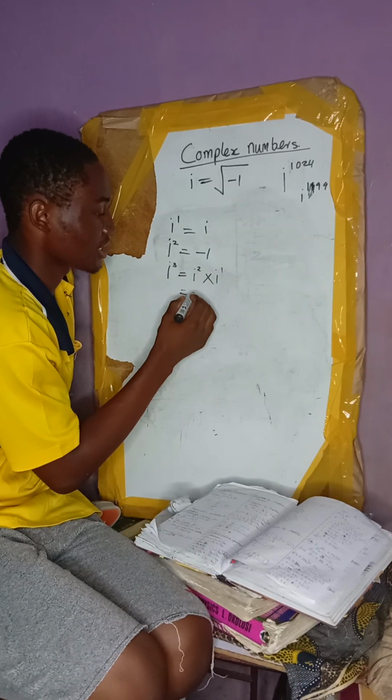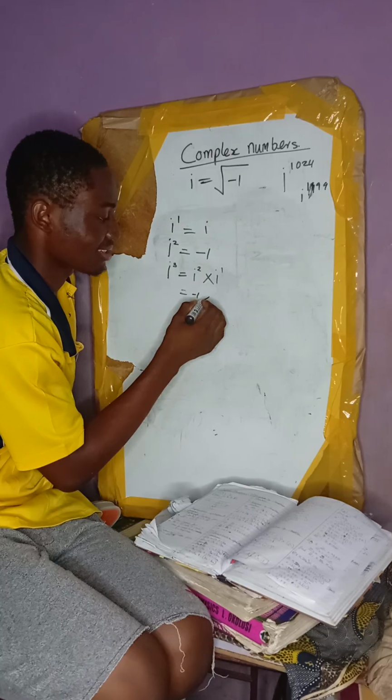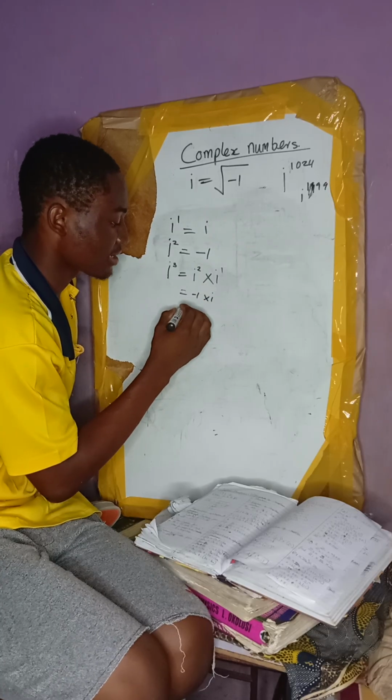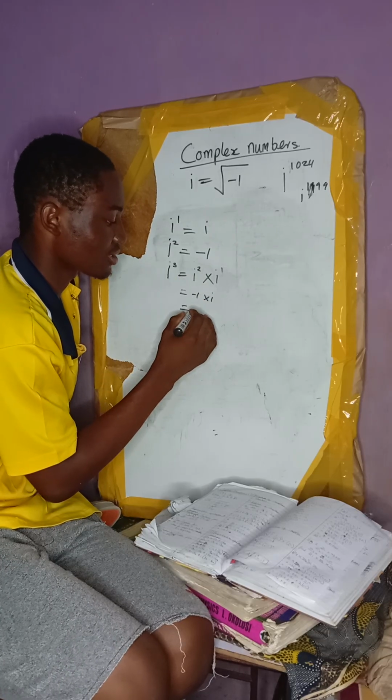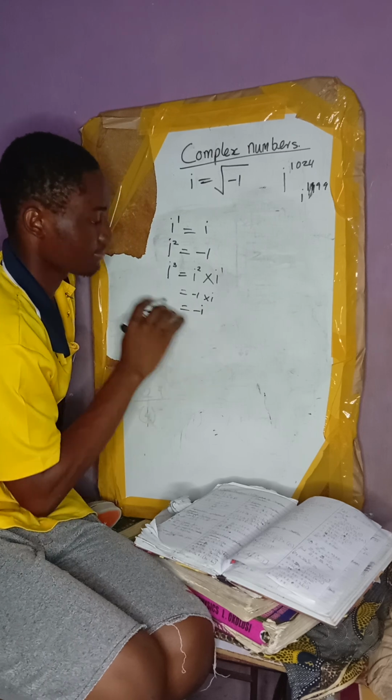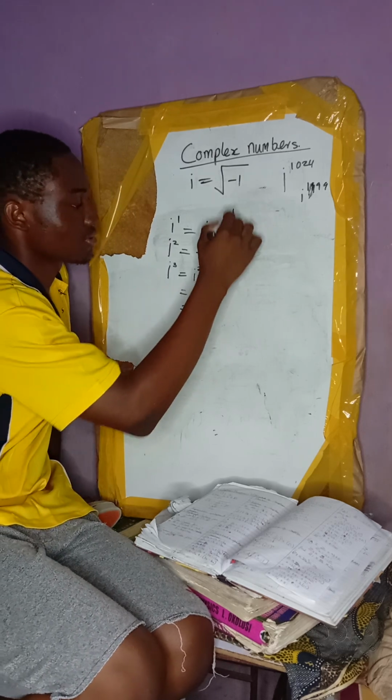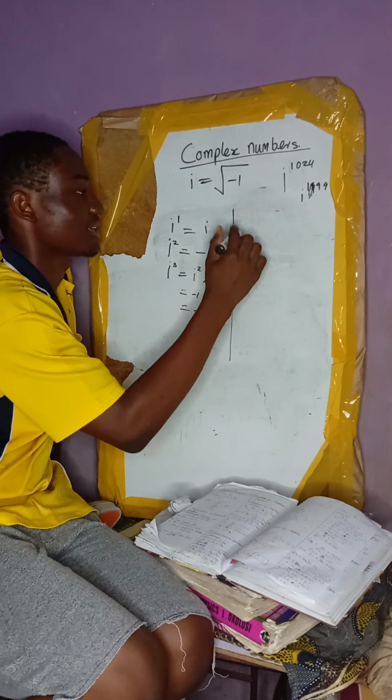So remember how i squared is negative 1. So i squared is negative 1 times i. So hence, i cubed is what? Negative i.